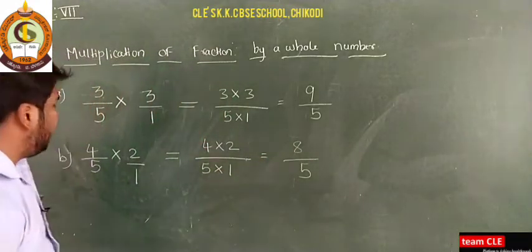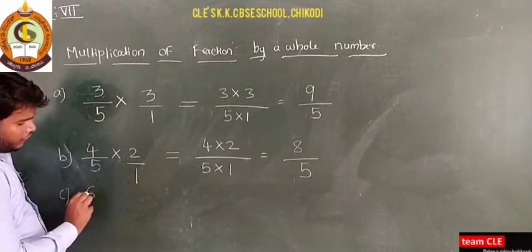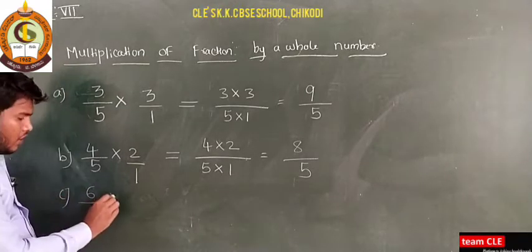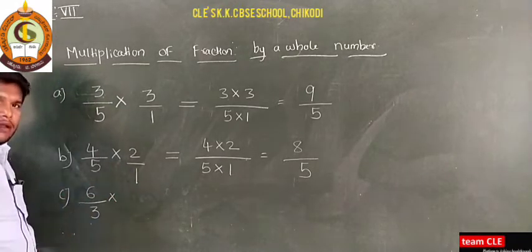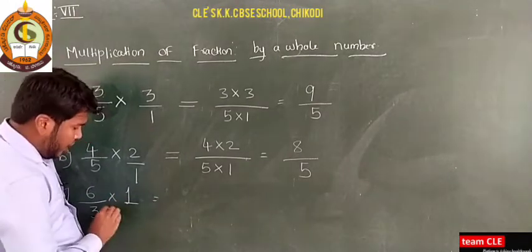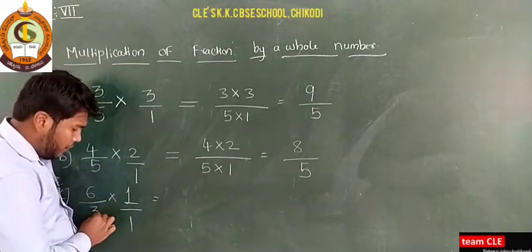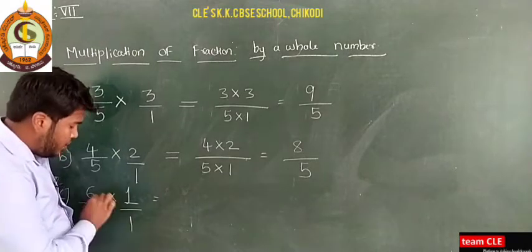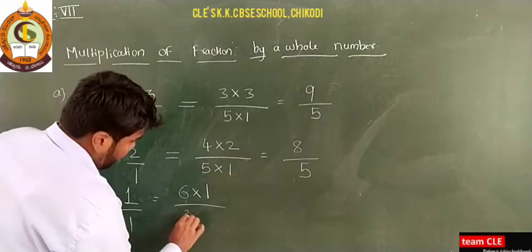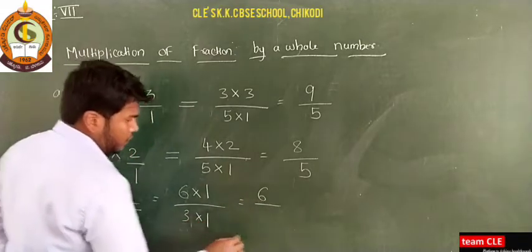One more example of a fraction with a whole number. I take 6 by 3, which is a fraction. Now choose any whole number; I choose 1, where the denominator 1 is hidden. Again multiply numerator with numerator and denominator with denominator. So 6 into 1 is 6, and 3 into 1 is 3.